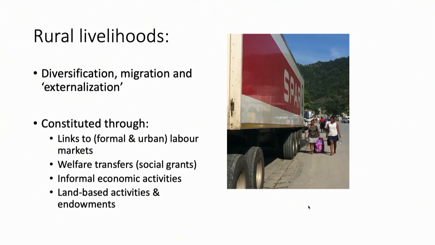So livelihoods are constituted through links to formal and urban labor markets, often urban kin migration, welfare transfers, social grants, which have increased in recent years during the COVID period. Essentially, a third of South Africans used to receive an unconditional state cash transfer. That number is well in excess of 40% now. And in thinking about rural dynamics across the global South, I think it's quite important and useful to flag the increasing role and place of cash transfers. It's very difficult to imagine a current country in Africa that does not have a cash transfer program or pilot program.